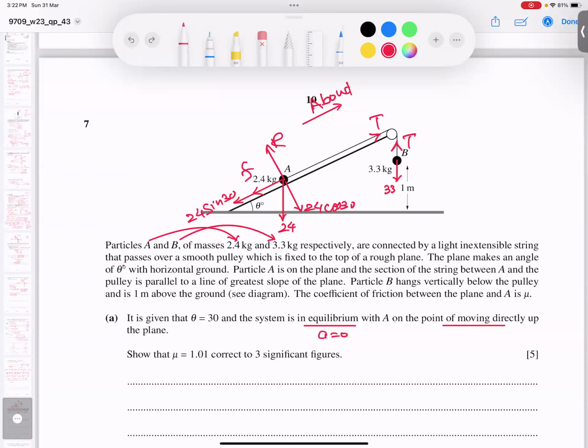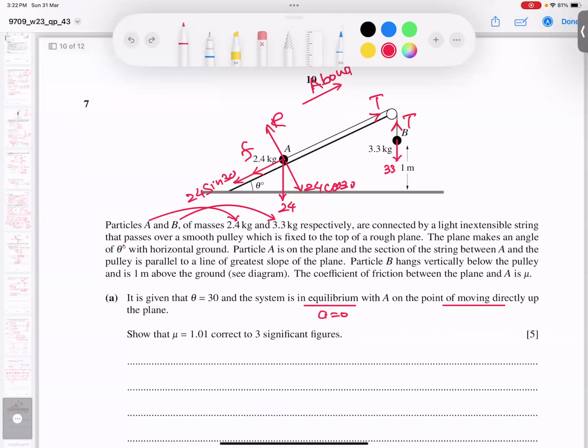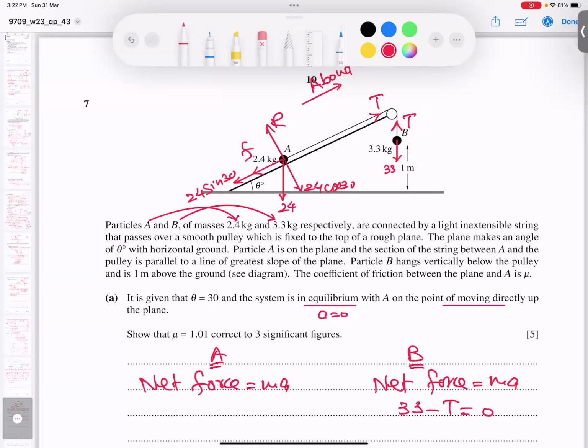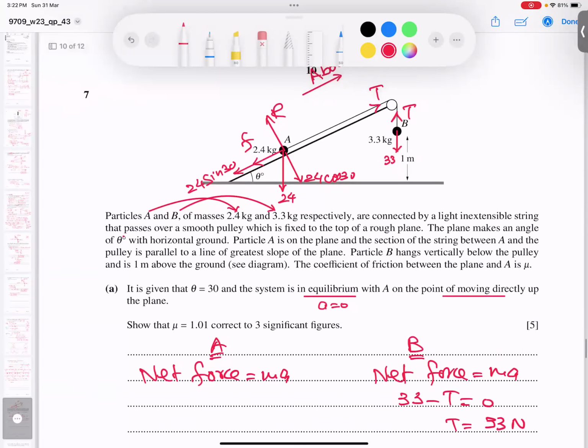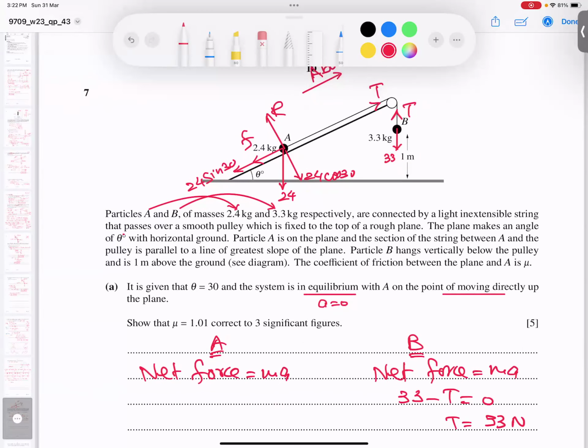what is the basic formula, students? Net force equals ma, but I will apply it for two objects, one for object A, one for object B. Up here, net force equals ma, and the same formula here. Because B is about to move down and the tension is backwards, 33 minus tension equals 0, so the tension becomes 33 newtons.